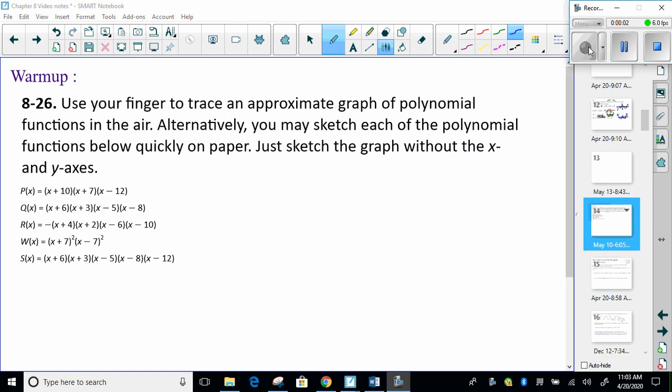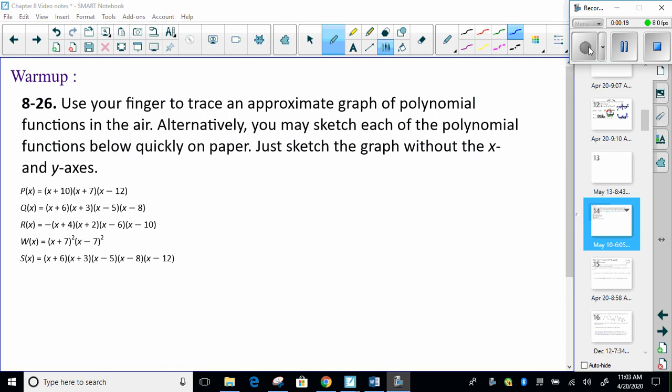Today we are going to continue our work on determining what graphs of polynomials look like and what different characteristics help create the shape they are. We're going to go more into depth than we did in 8.11. In 8.11 we just started it. Now we're going to keep looking a little bit more.